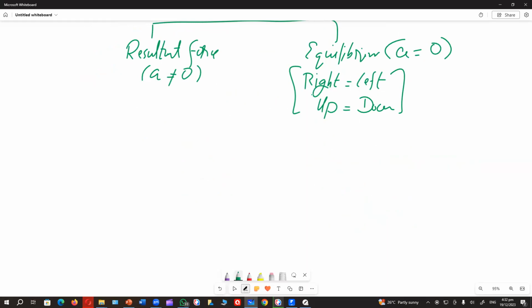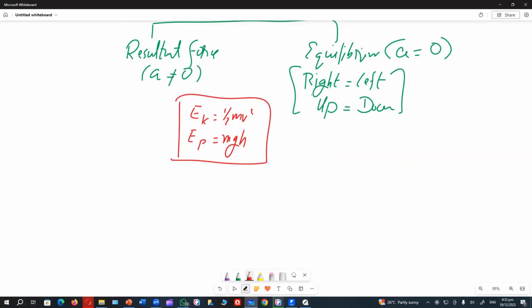Some basic energy formulas like kinetic energy is equal to half mv square and potential energy is equal to mgh. They also come in your syllabus. And even though they are in a separate chapter, they are such general formulas that they can come in any section. Kinetic energy is equal to half mv square and potential energy is equal to mgh.